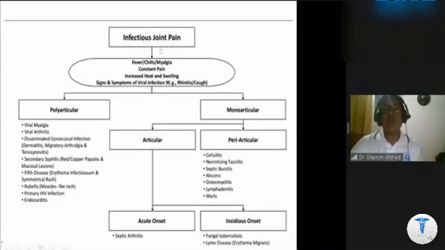When a patient presents with joint pain, we should search for fever, chills, myalgia, whether the pain is constant, increased heat and swelling, whether the overlying skin is reddened, and whether this is polyarticular or monoarticular.